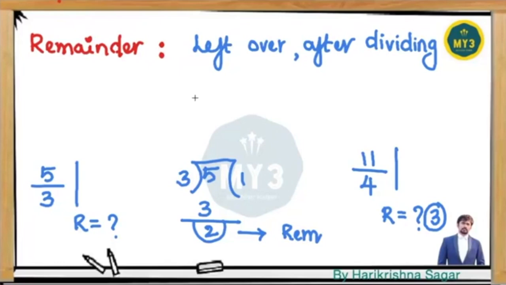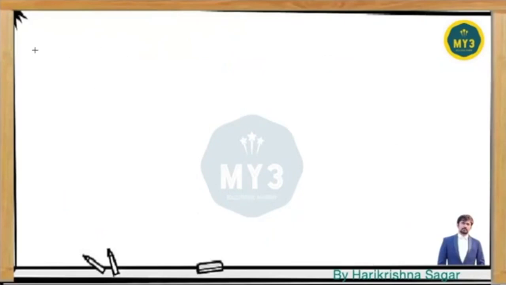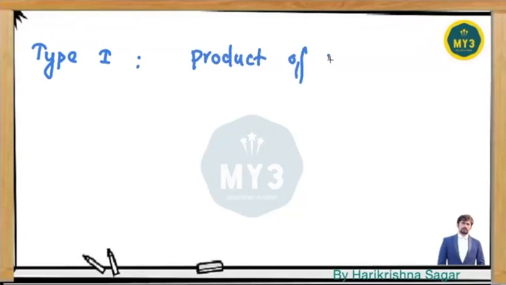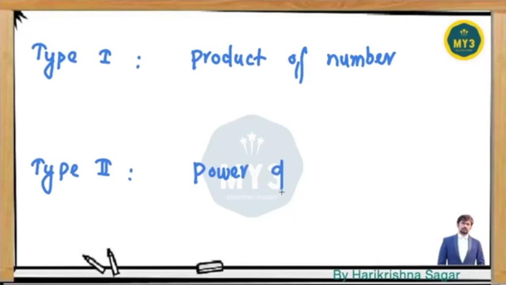And how are the questions on remainder given as per examination point of view, if you observe? We can expect the remainder questions in 2 types. Type 1: they will give some product of numbers, and they will ask us to find out the remainder. And type 2: they will give powers of a number, and they will ask us to find out the remainder after dividing with something. These are the 2 types of questions which we can see.